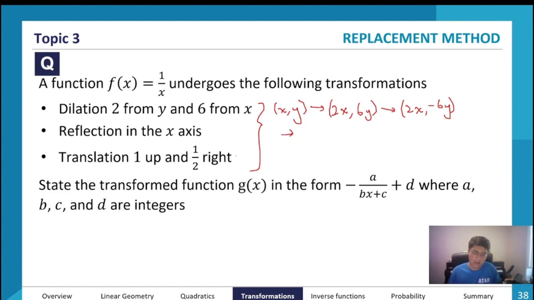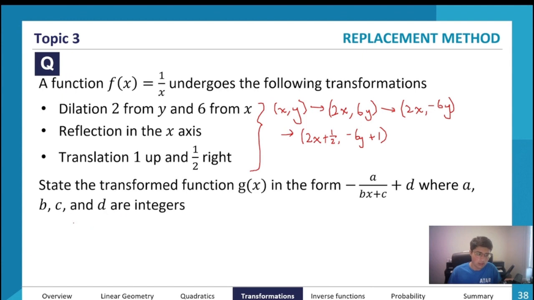The final thing is that we translate one unit up and half a unit right. So remember with translation, it affects the same axis. So any vertical movement is expressed in terms of the y direction. So we're going to get 2x plus something, we're going to get negative 6y plus 1. So that's the movement up, and then the movement right is just going to be plus half in the x-axis. So we now have this.